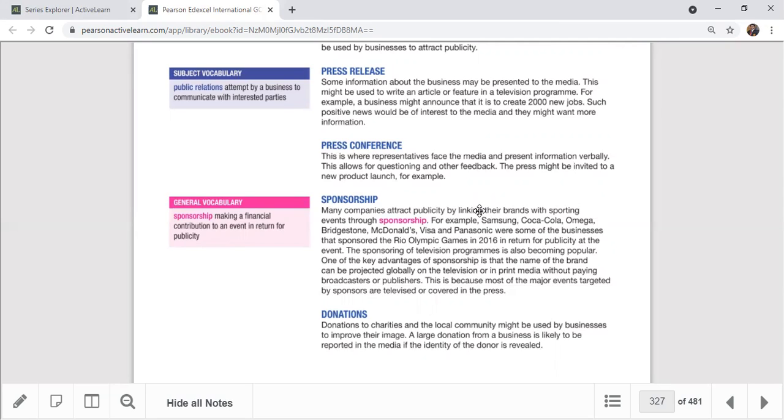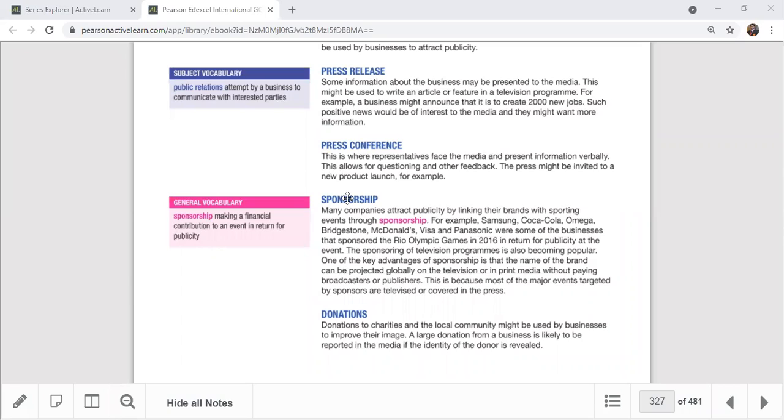A second method of public relations is the press conference. Under a press conference, the representatives face the media and present information verbally, with questioning and other feedback. You can always see politicians doing press conferences in their respective offices, right? They call all the media, all the newspapers and also all the television and radio channels, and they hold a question and answer session. That we call a press conference.